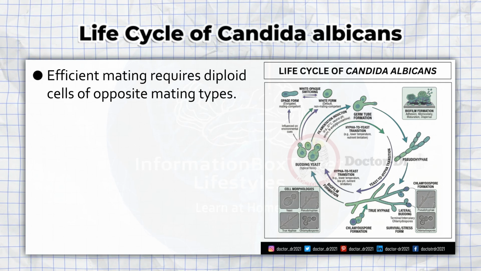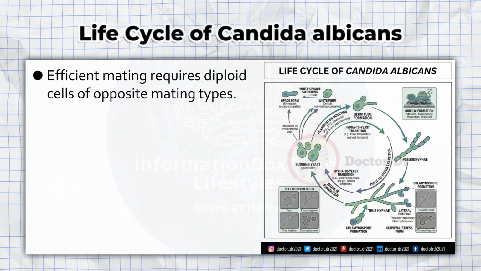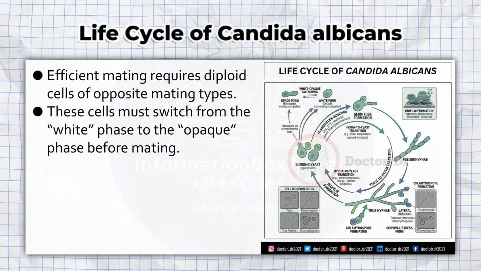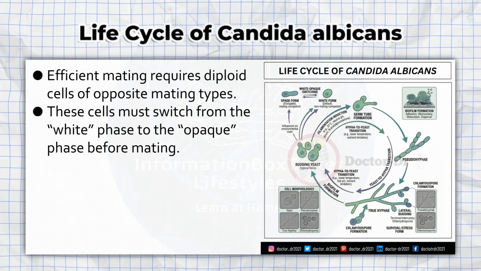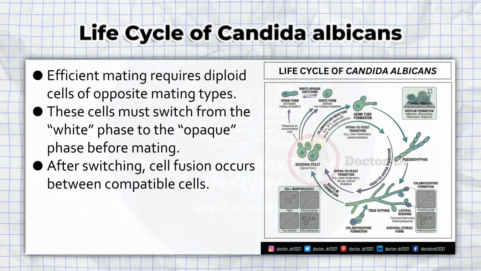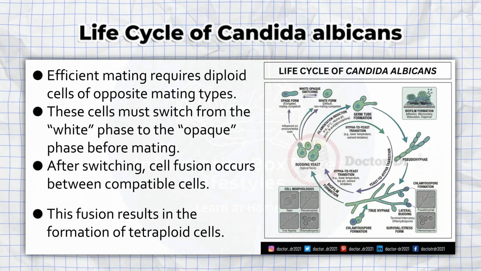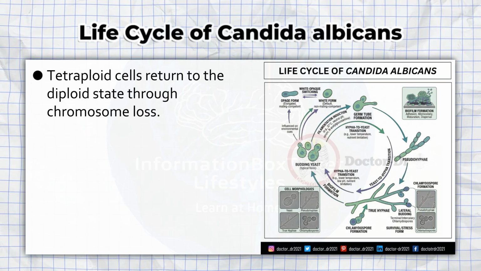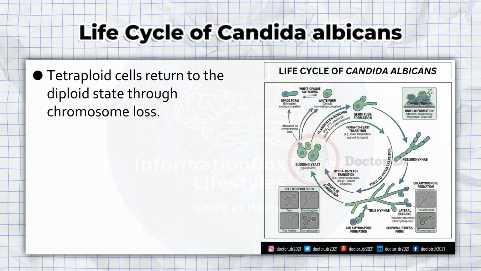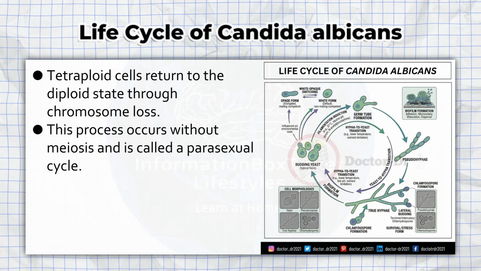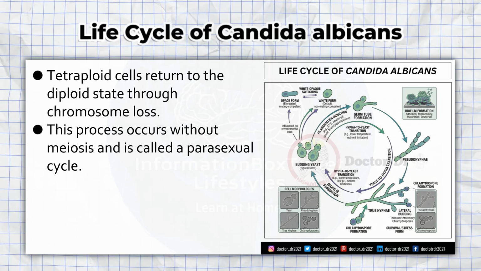Efficient mating requires diploid cells of opposite mating types. These cells must switch from the white phase to the opaque phase before mating. After switching, cell fusion occurs between compatible cells. This fusion results in the formation of tetraploid cells. Tetraploid cells return to the diploid state through chromosome loss. This process occurs without meiosis and is called a parasexual cycle.